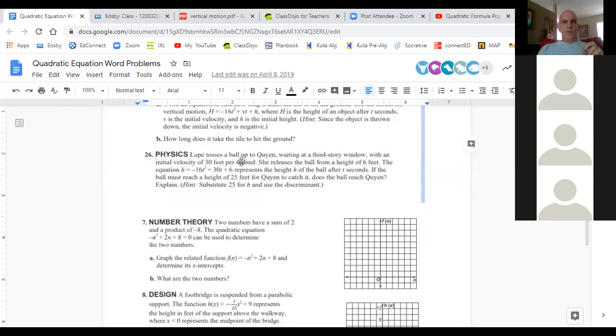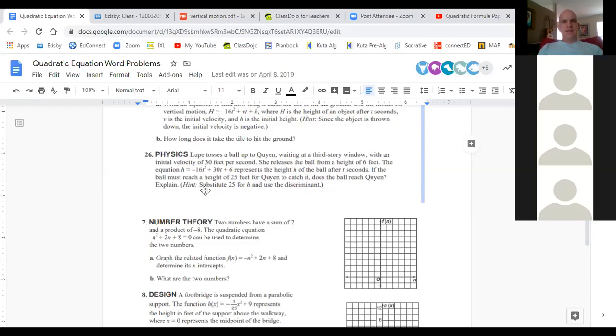Second one is, again, a physics problem. So Lupe tosses a ball up to Quinn, waiting on a 3rd-story window with an initial velocity of 30 feet per second, right? So she's tossing it up, so her initial velocity is a positive number. She releases the ball at a height of 6 feet, okay? So the equation they're showing you here is H equals negative 16t squared plus 30, that's the initial velocity of 30, and 6 feet is where she releases it, okay? So they're using that. If the ball must reach a height of 25 feet for her to catch it, does the ball reach Quinn? Explain.